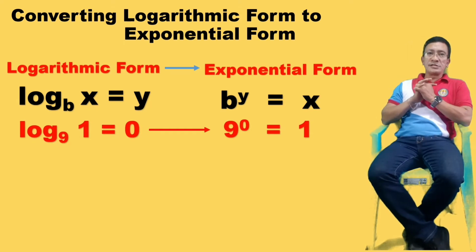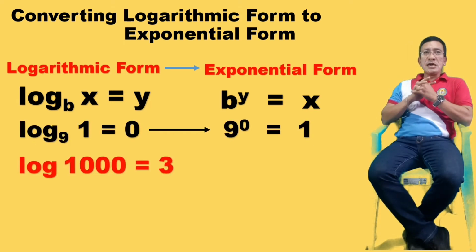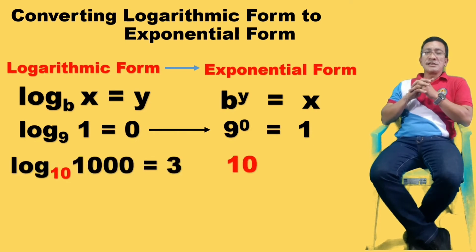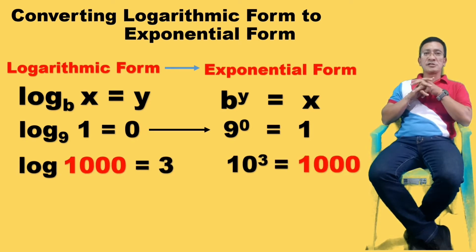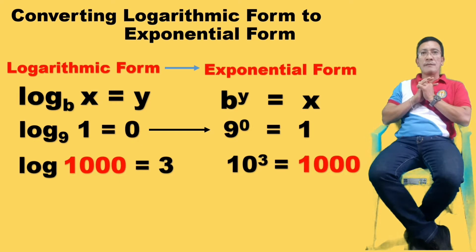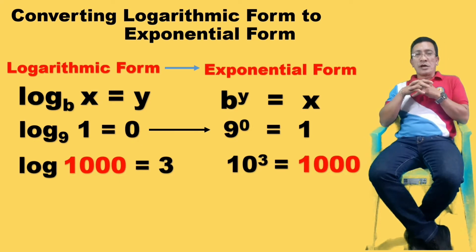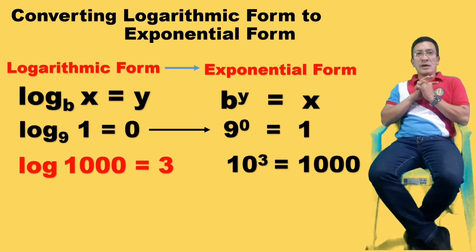Another example is log of 1000 equals 3. Its exponential form is, the base is an imaginary 10, its value of the logarithm will become the exponent, and it is 3, and the basis of computation 1000 will become the power of the exponential form. Therefore, log of 1000 equals 3 in exponential form is 10 cubed equals 1000.